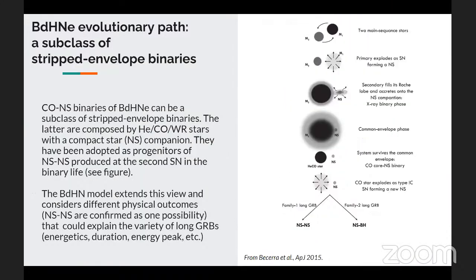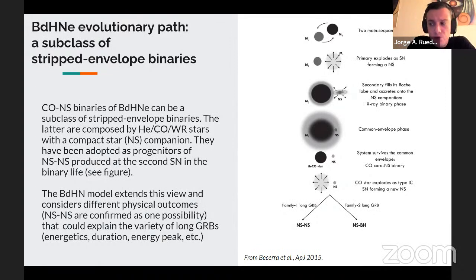I'd like to start from the binary evolution point of view. This was one of the first ideas. This is a sketch from a 2015 paper of the binary evolution that we had in mind for the formation of these carbon-oxygen star neutron star binaries that form the binary-driven hypernova. And we ended with the conclusion that the binary-driven hypernova must be a subclass of what is known in the literature as stripped envelope binaries.